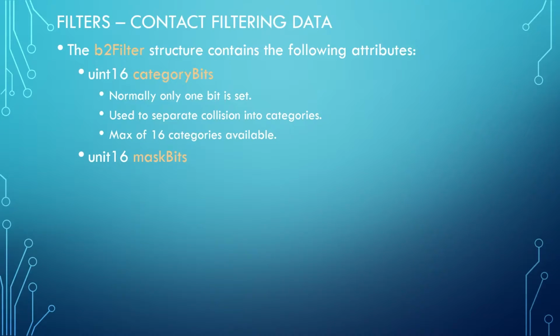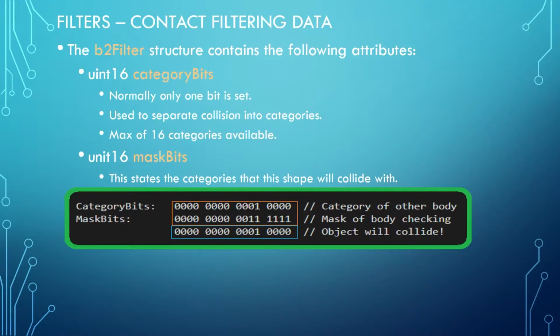Next would be the mask bits. The mask bits are used to determine what other objects or bodies your body can collide with. Think of it as a bit mask. What you would do is check the mask bits against the category bits of the body that it's colliding with.